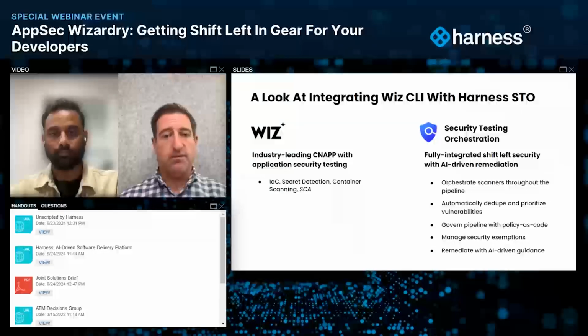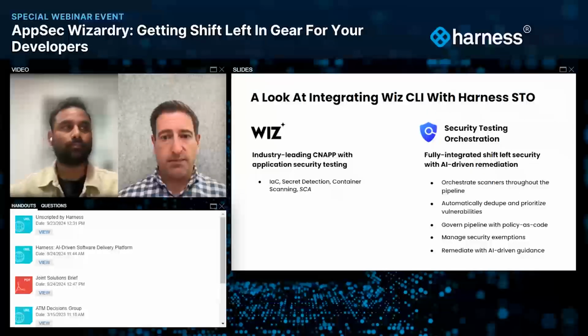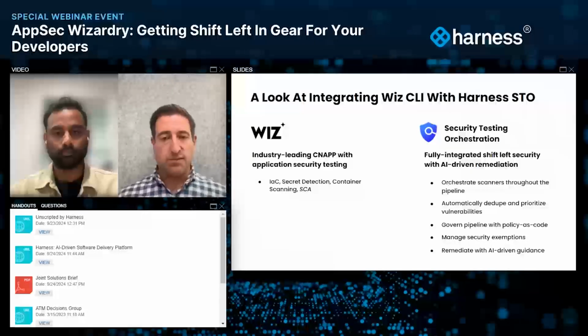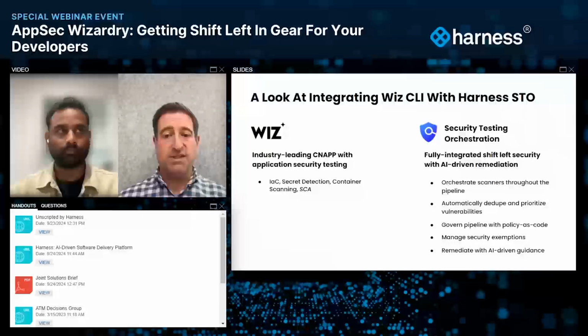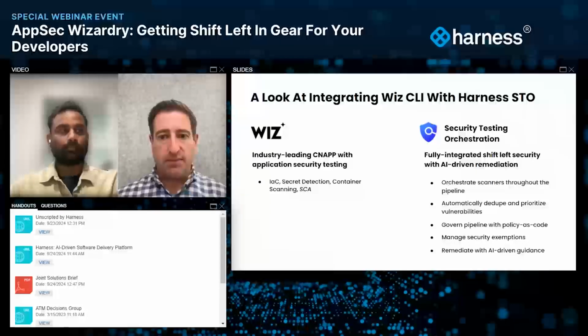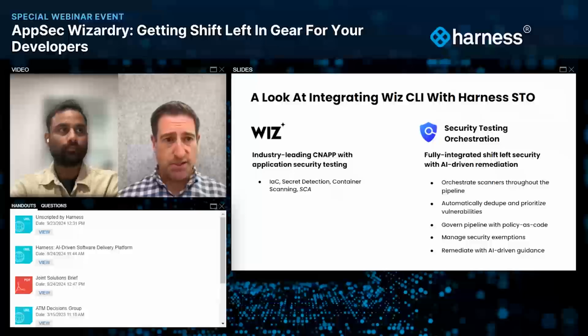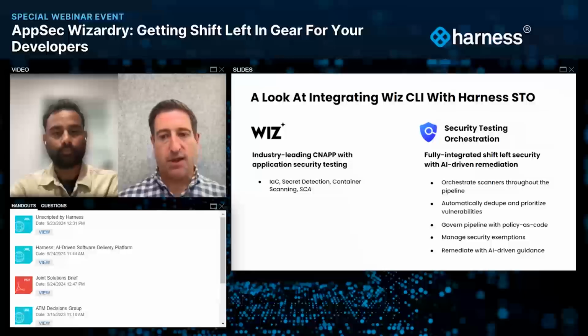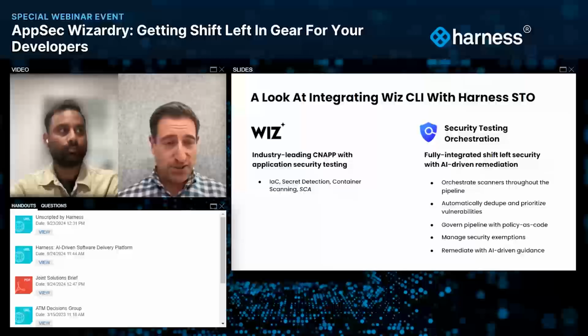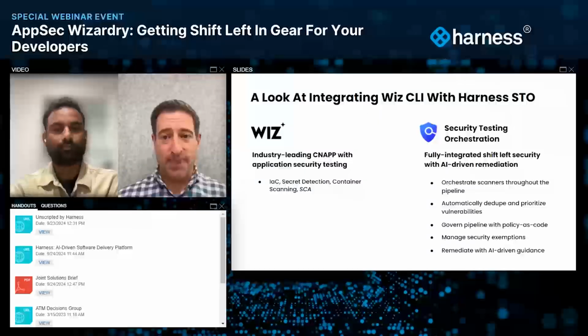So if you're running a variety of scanners from different vendors and different classes of scanners, then you have the means of reducing alert noise substantially, and then managing any security exemptions. Those are workflows that we provide to better connect application security practitioners with developers in resolving issues that may not be issues, or vice versa.